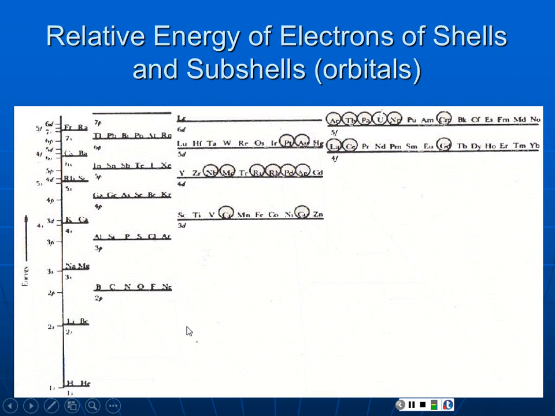So picking up on our discussion of the electron arrangement around nuclei, this is a very helpful graphic because it shows you the relative energy levels of the electrons, the outermost electrons, around each of the elements. And so these are grouped. If you look down here, you have hydrogen and helium, element 1 and 2. And so those have 2 electrons.